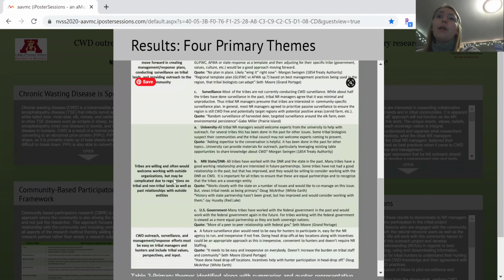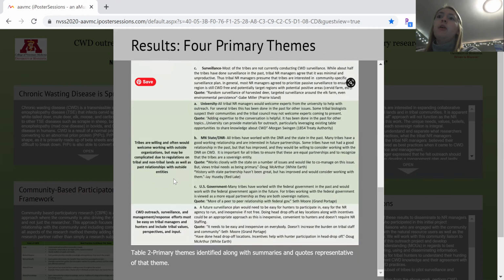Third, tribes are willing and often would welcome working with outside organizations, but this may be complicated due to regulations on tribal and non-tribal lands, as well as past relationships with outside entities. Finally, CWD outreach, surveillance, and management efforts must be easy on tribal managers and hunters and include tribal values, perspectives, and input.